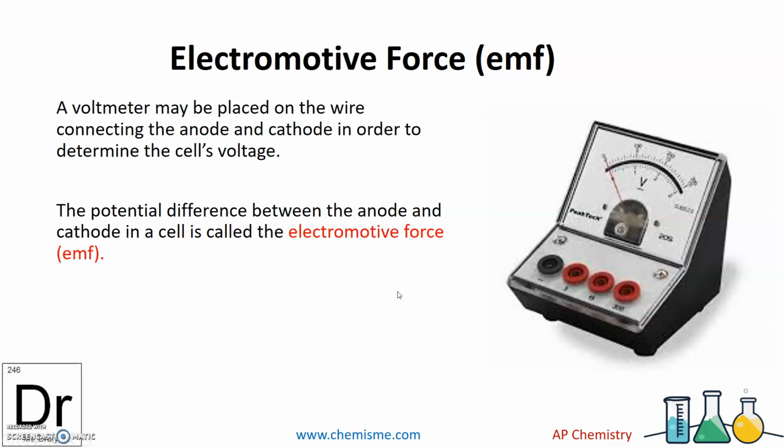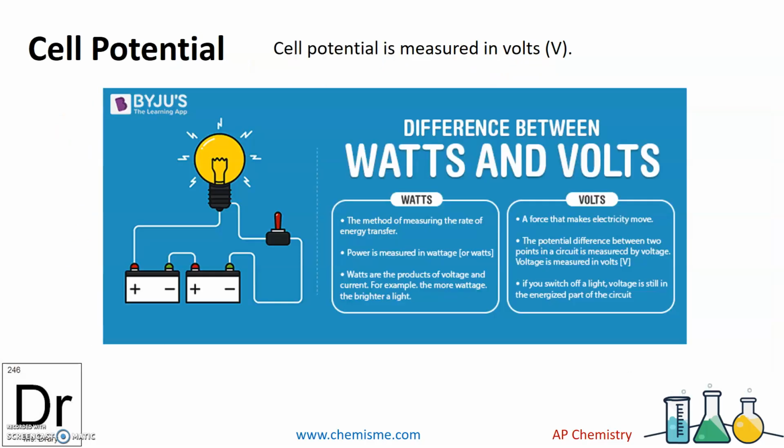The electromotive force, EMF, is generated by those transfers of electrons. So a voltmeter may be placed in the wire to see how the transfer of electrons is going. We call it electromotive force, or E for short, right? So the cell potential, or E of the cell, these are all synonymous.